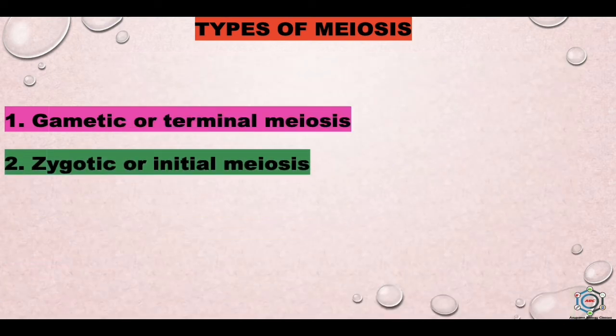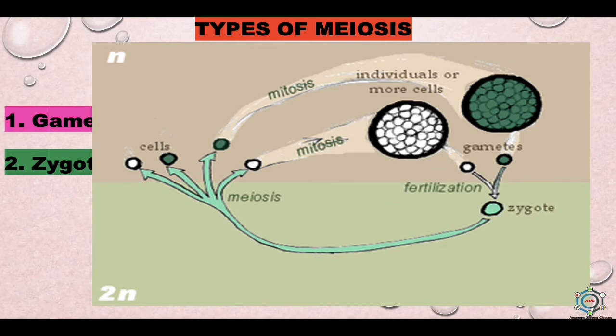Second is zygotic or initial meiosis. In this picture you can see this. In fungi, certain protozoan groups and some algae, fertilization is immediately followed by meiosis in the zygote, and the resulting adult organisms are haploid. This type of life cycle with haploid adult and zygotic meiosis is called the haplontic cycle.